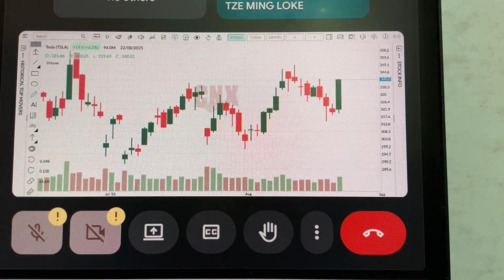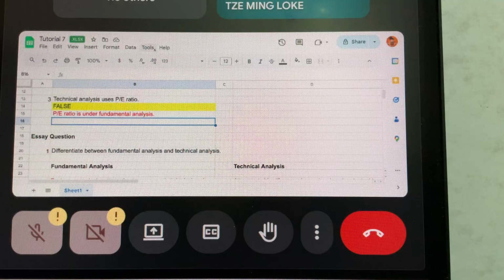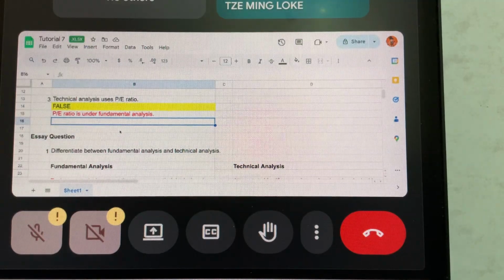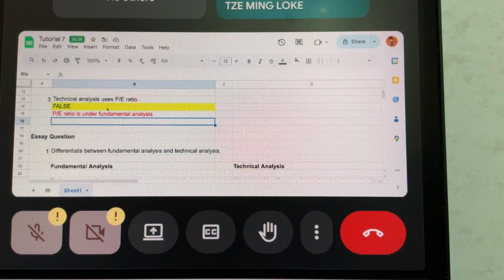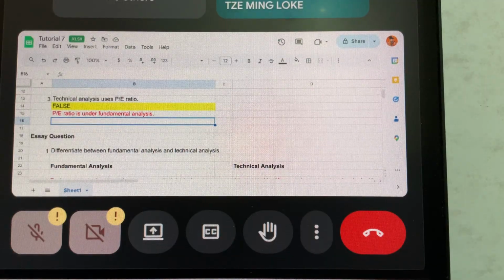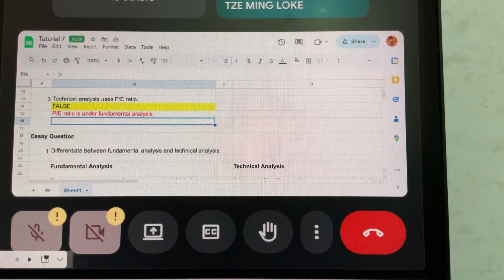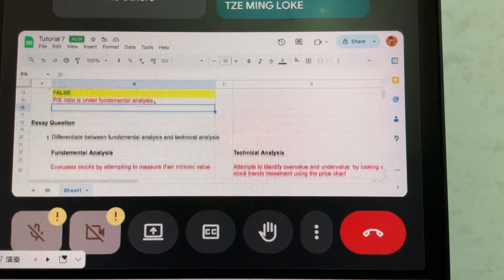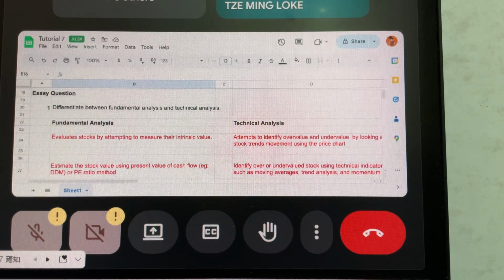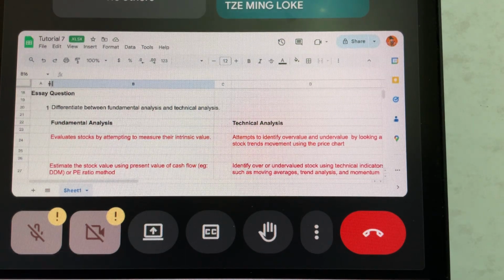Next question, another true-false question. It asks about technical analysis using PE ratio. Definitely false. PE ratio is something that you're doing in your assignment, and everything that you do in your assignment is basically fundamental analysis, because we did not use technical analysis at all in the assignment. So PE ratio is under fundamental analysis, so definitely this is false. All right, next question.